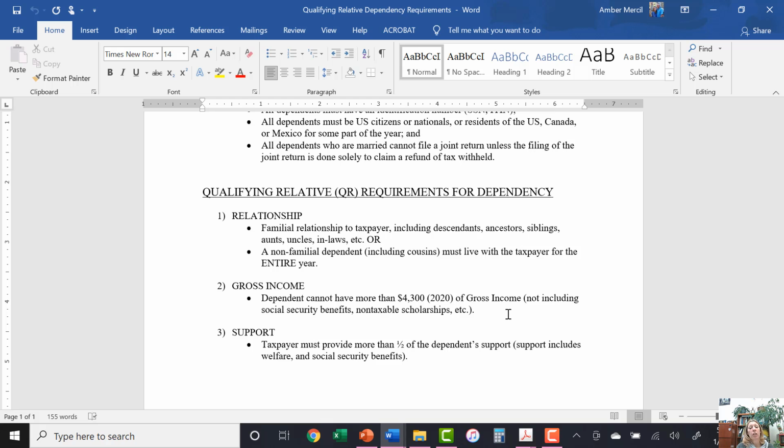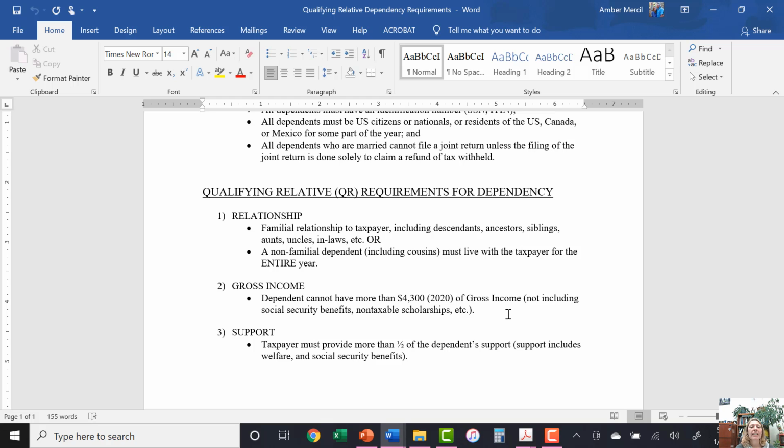What does gross income include for this particular test? It doesn't include non-taxable items like scholarships, non-taxable Social Security benefits, non-taxable income, stuff like that. That doesn't qualify as gross income for this particular test. So if they have non-taxable items, that doesn't count towards the gross income number.